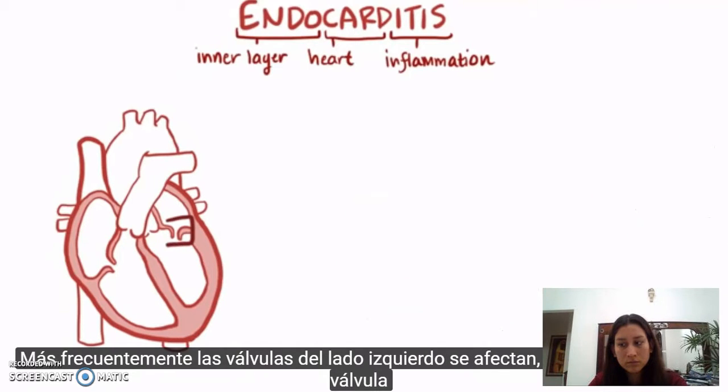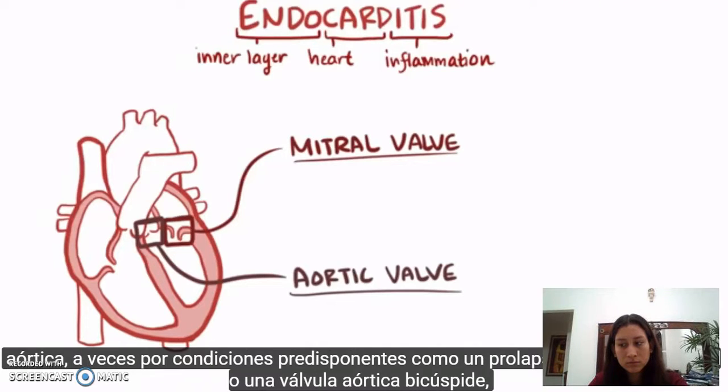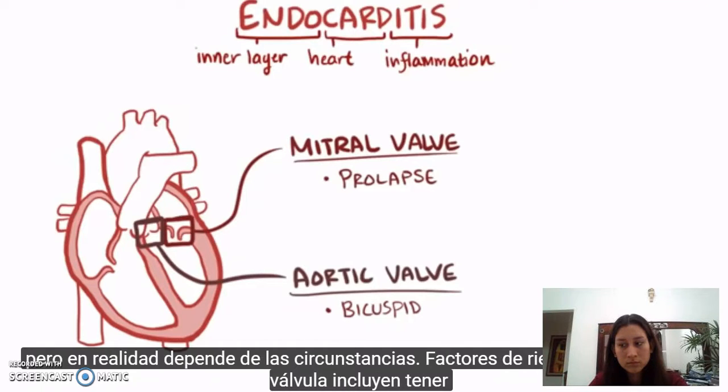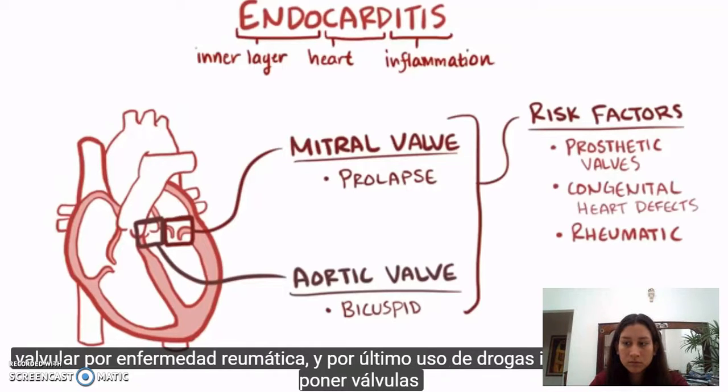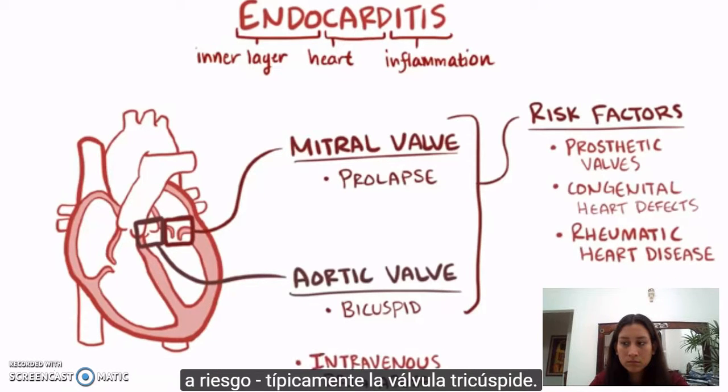Most often the valves on the left side are affected, the mitral valve and the aortic valve, sometimes due to predisposing conditions like mitral valve prolapse and bicuspid aortic valves, but it really depends on the circumstances. Risk factors for either valve include having prosthetic valves, having a congenital cardiac defect involving the valves, having damage to the valves from rheumatic heart disease, and finally intravenous drug use, which typically affects the tricuspid valve.